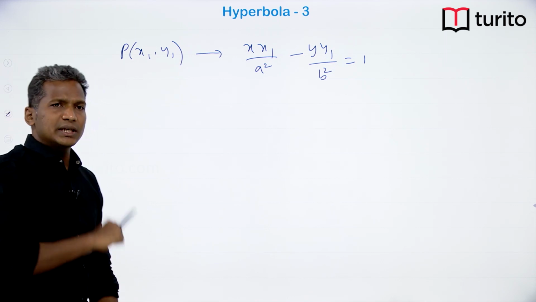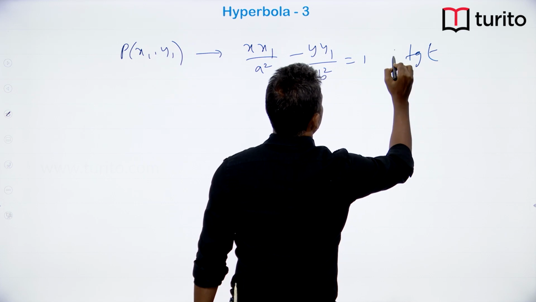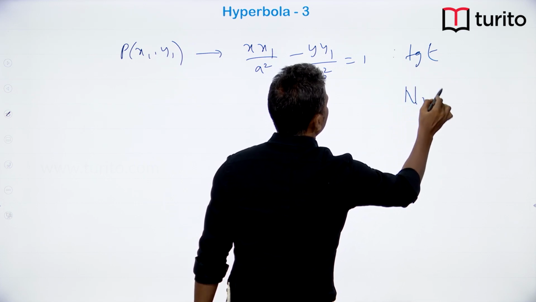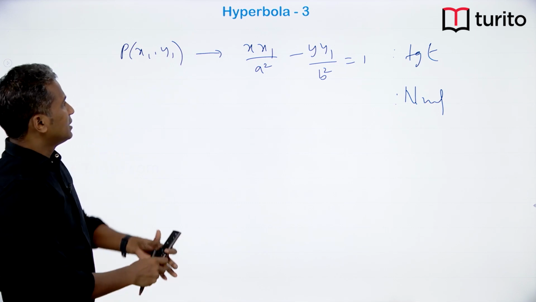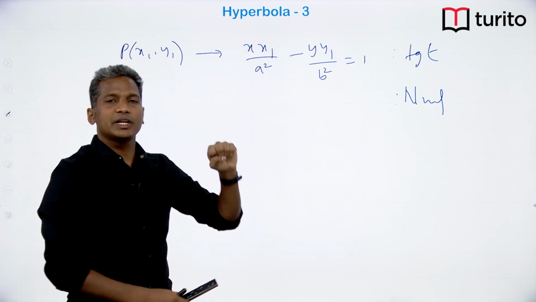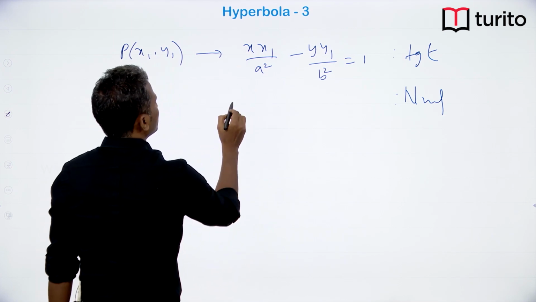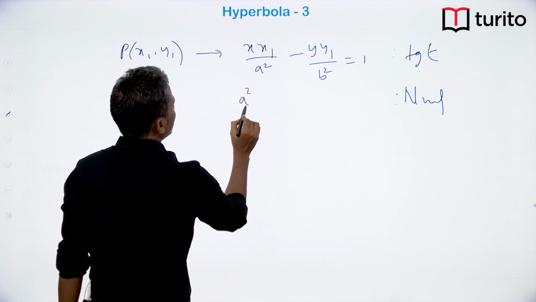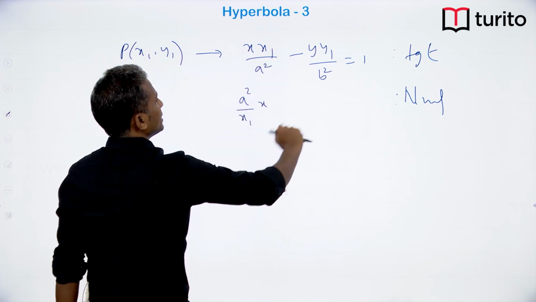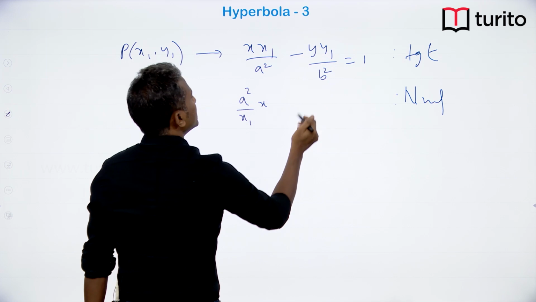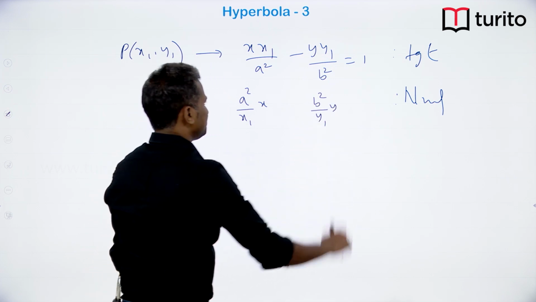Now, if I am interested in the normal, okay, so this is my tangent and I am interested in getting the equation of normal. What is the idea? Take the coefficients of x and y and flip them. So, for example, here what do I get? a square by x1 into x, basically I flipped it, and here also I have to flip it. So, it becomes b square by y1 into y.